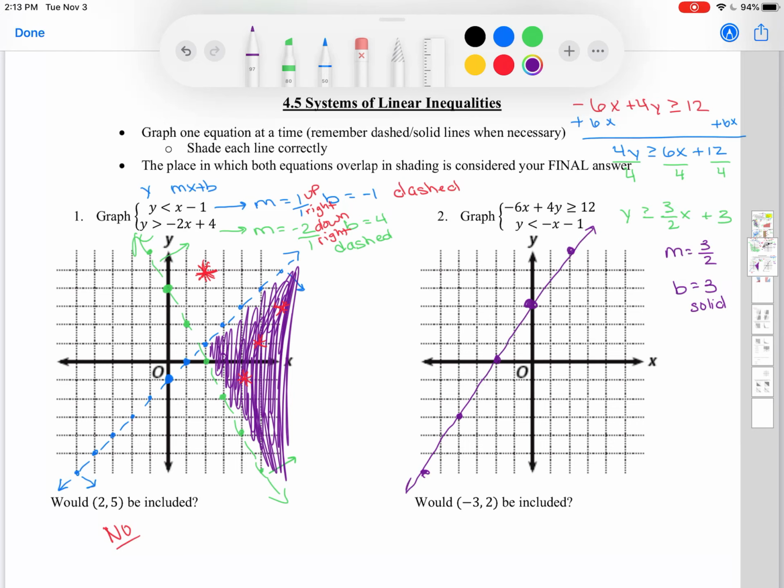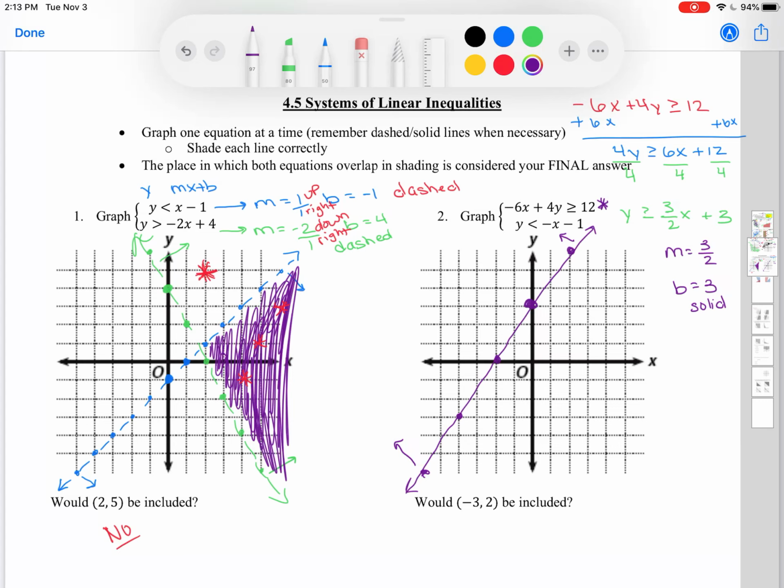My slope is going to tell me I'm going to go up 3, right 2, or I can also go down 3, left 2, to keep that pattern going. And when I connect the dots, it's going to be a solid line.